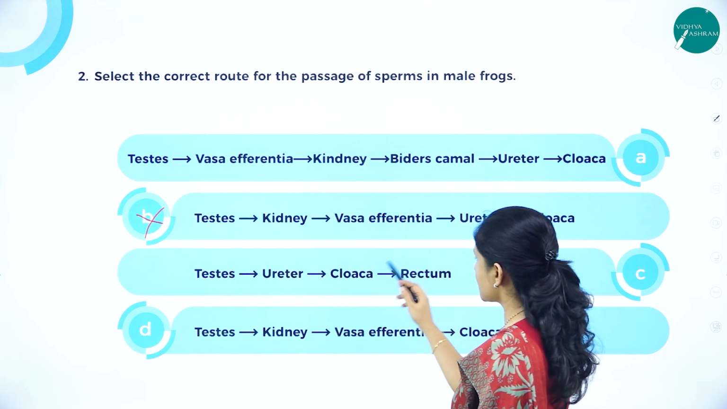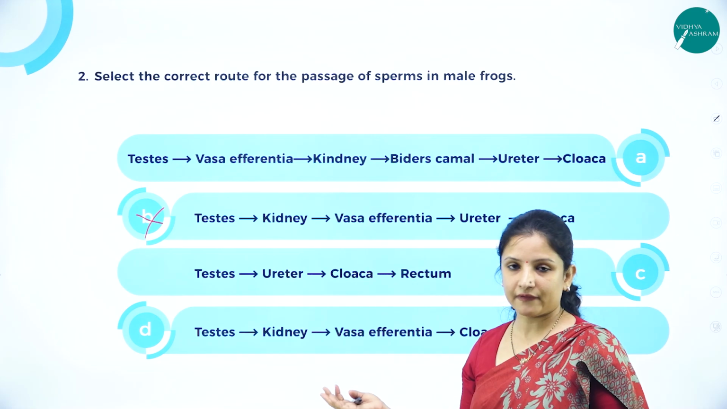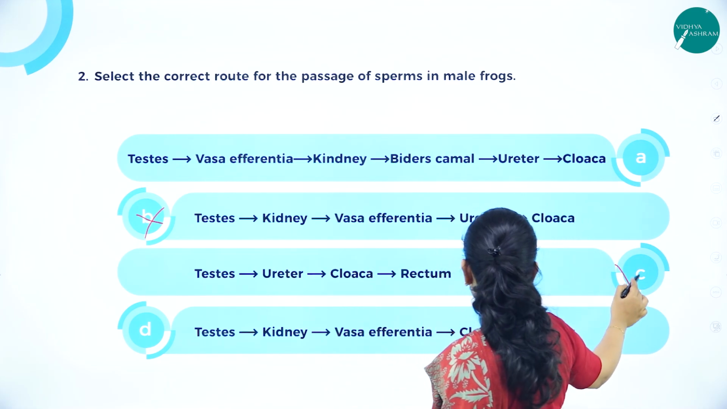Next, testis, ureter, cloaca, rectum. From the testis directly the sperms can't travel to the ureter. Something has to be there in between. So therefore option C is also wrong.